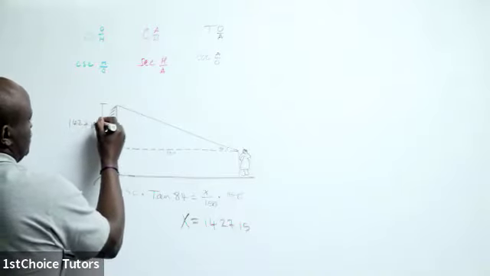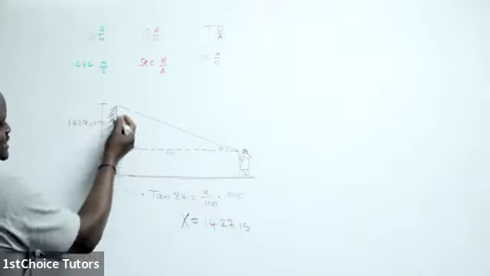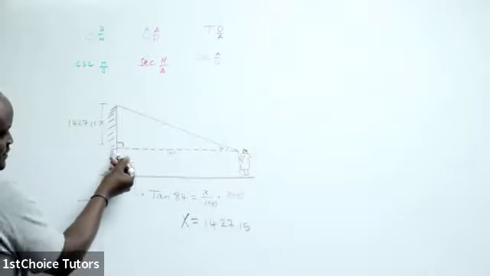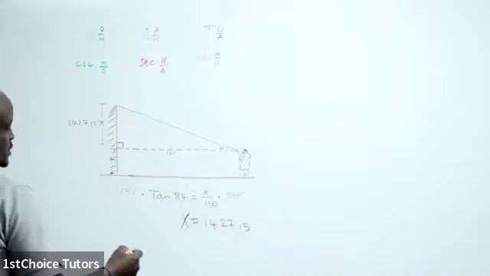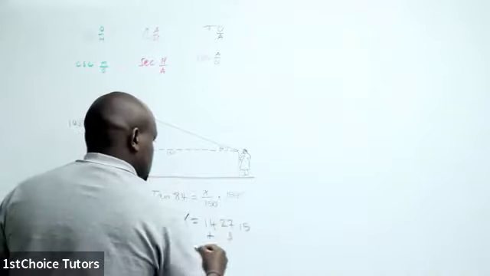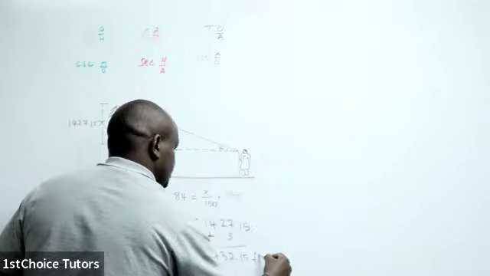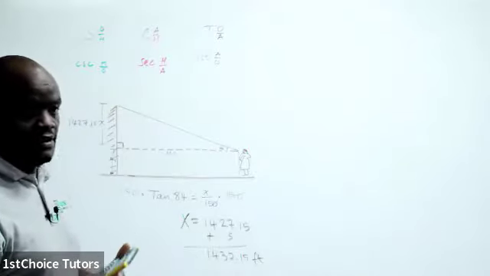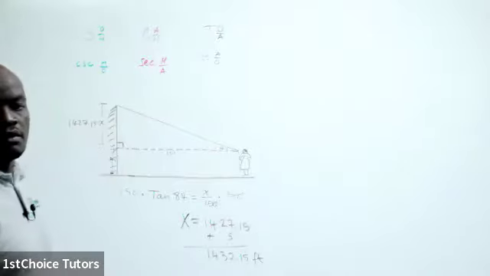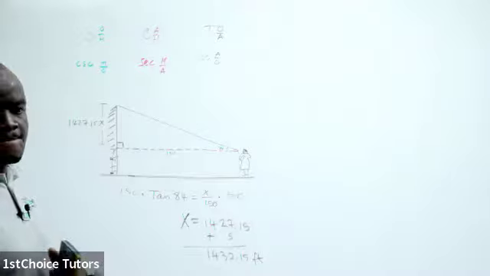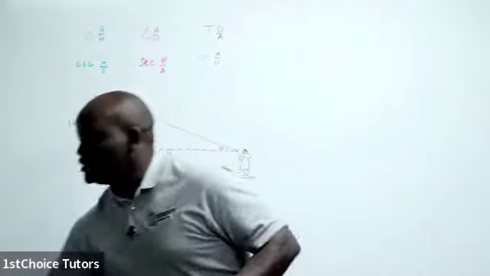1,427.15. But guess what? That's not the full height of the building, because the building is not suspended in the air. We have to add the 5 to it, because the building comes all the way down to here. So we end up having 1,432.15. Yep. That's the height of the building. Coolio. Fair enough? Do you want to do another one?